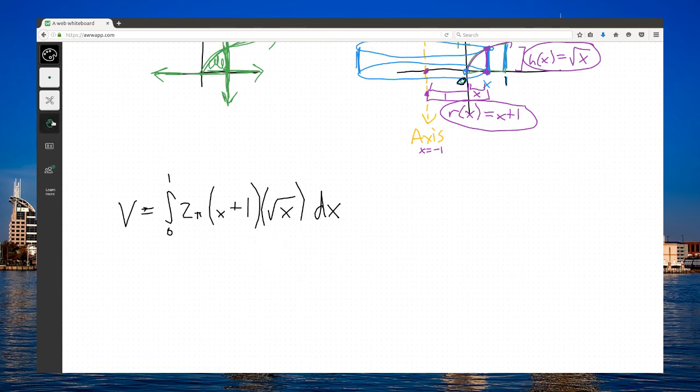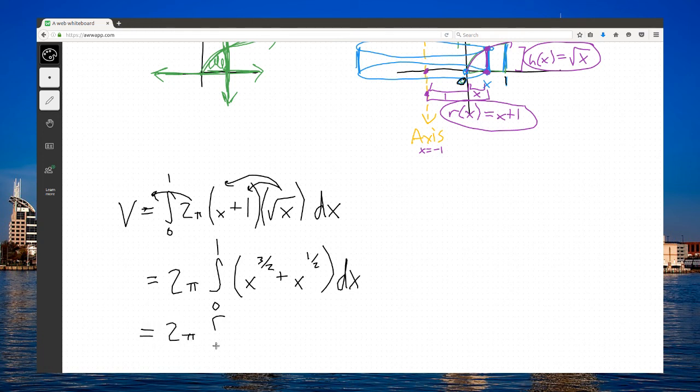Now we just need to evaluate this integral. And to evaluate this integral, we'll just want to distribute out everything. In fact, you can always take that 2 pi on the outside if you want as well. So we could write that as 2 pi integral from 0 to 1. I've got an x times a root x, that's x to the 3/2, plus 1 times root x is x to the 1/2.